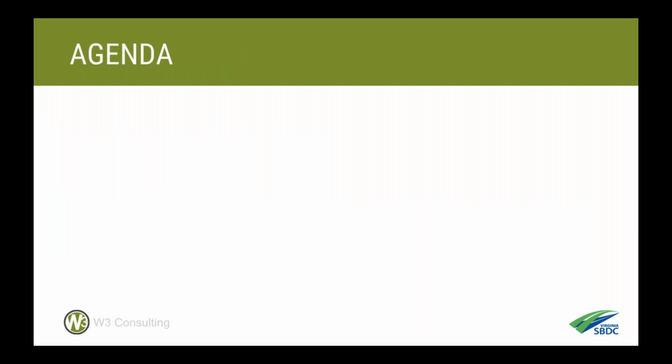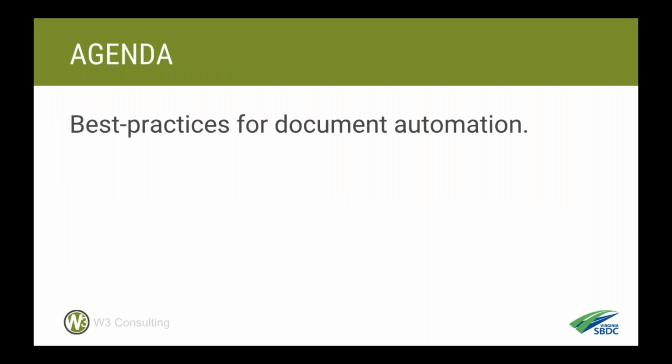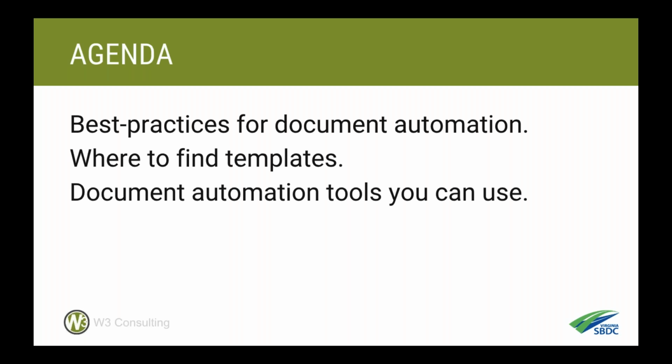So with that, I wanted to just go over briefly our agenda, and then we'll kick into it. One, I'm going to be talking about some of the best practices for document automation, just in brief, so we all are kind of aware of the things that you should be doing in preparation of going into document automation. Where to find some templates. I'm going to show you some of the resources you can use to find templates so that you don't have to start from scratch if you don't already have a template gallery up and running.